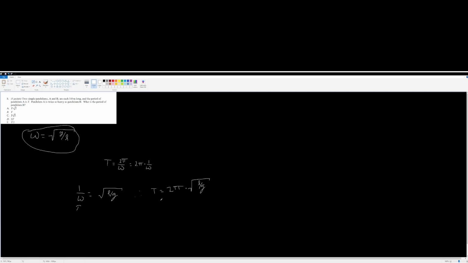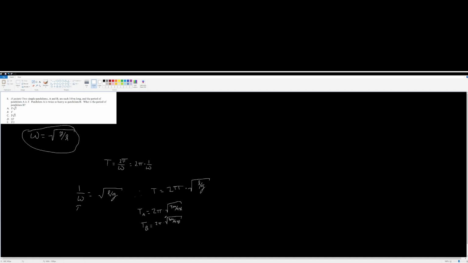So in this case, the period for A is just T. We can call it T sub A, and that equals 2 pi times the square root of 3 meters divided by g, 9.81. And then let's set up the period for B. This is 2 pi. This one's half as heavy, but it's the same length. So underneath the radical here, we'll have 3 meters divided by 9.81.